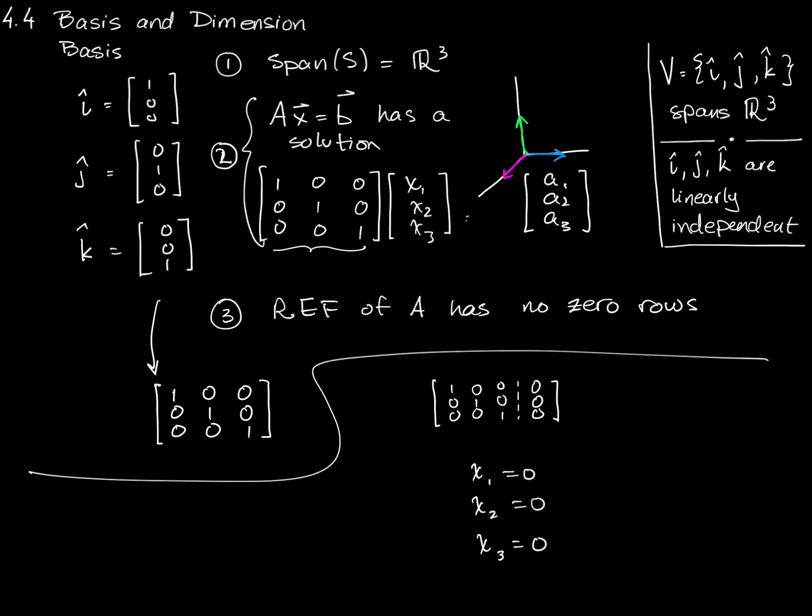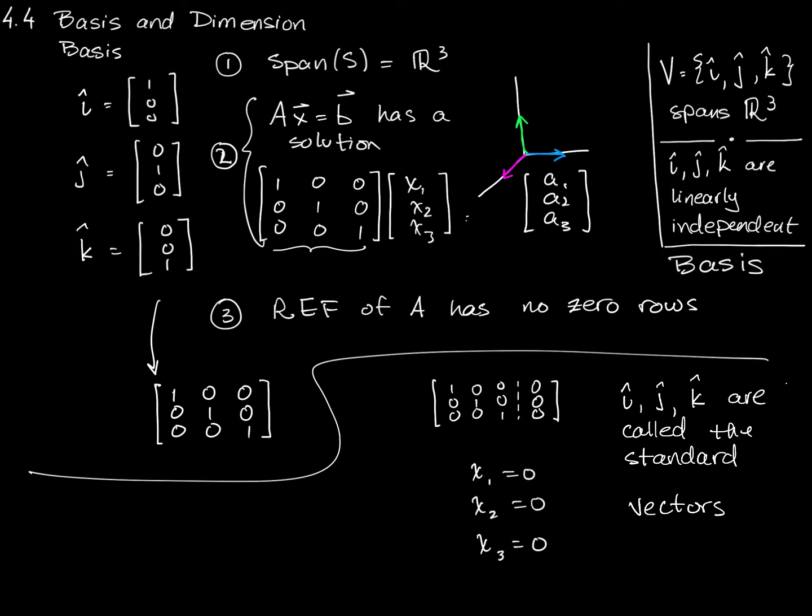Well, those two things together, the fact that the collection of vectors spans the space that we're in, and the vectors in the collection are linearly independent, are what are required for a collection of vectors to be what's called a basis. And so now, in addition to calling these the standard unit vectors, we might call i, j, and k the standard basis vectors.